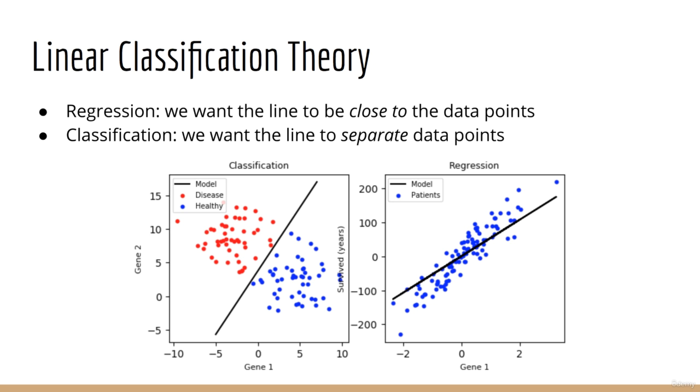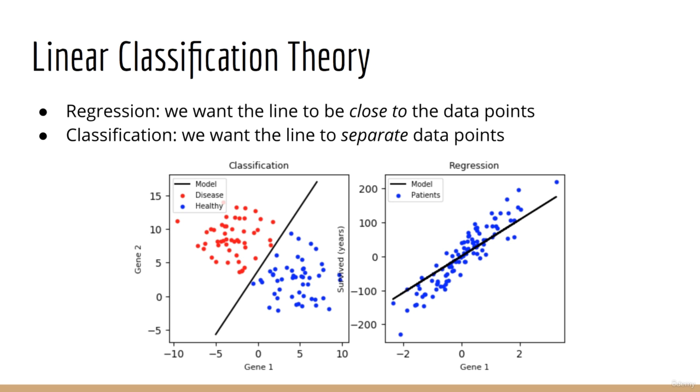Because this is linear classification analogous to linear regression, our model is still a line. It's just that the job that we want this line to do is different from regression. Unlike regression, we don't care if this line is close to the data points. Instead, we want the line to separate data points of different classes.